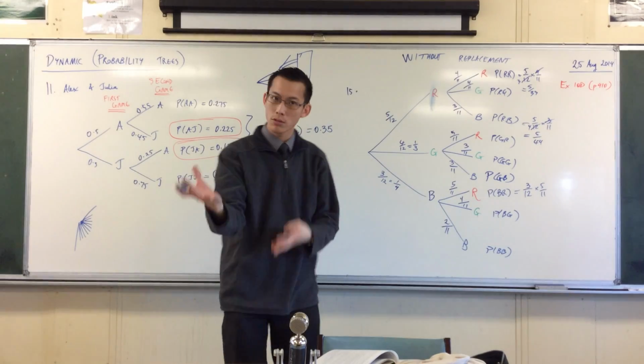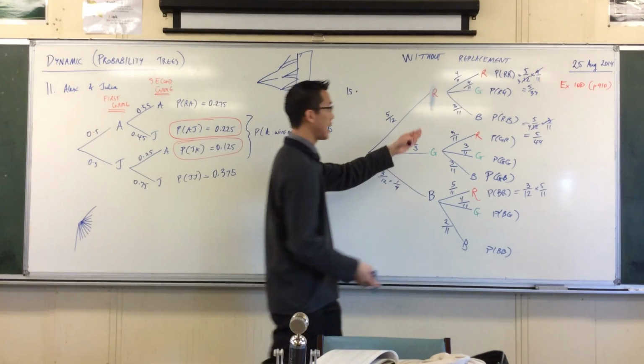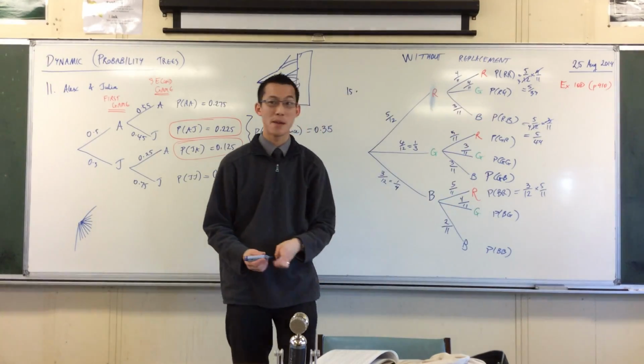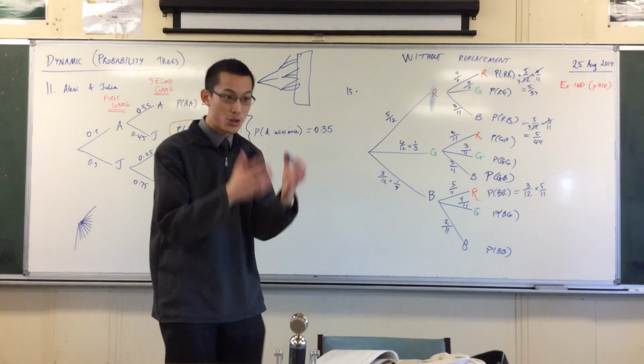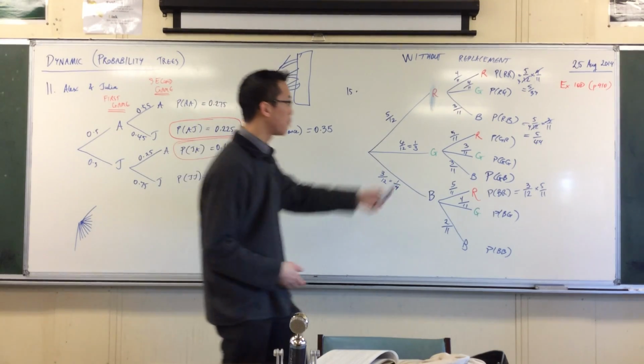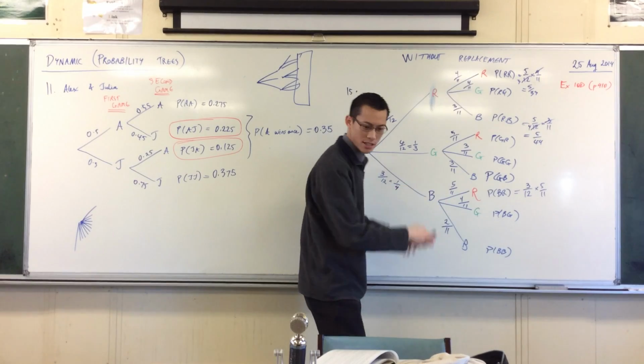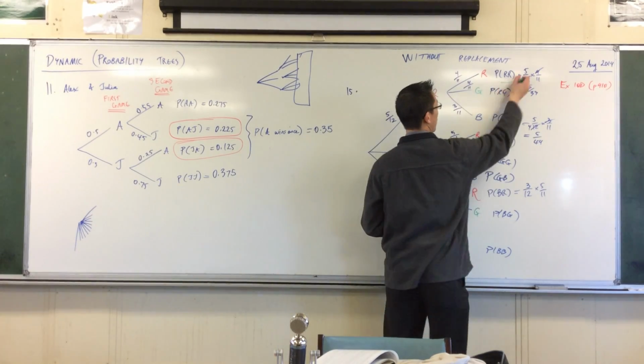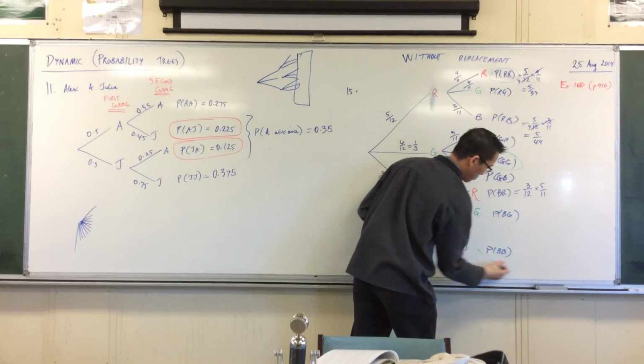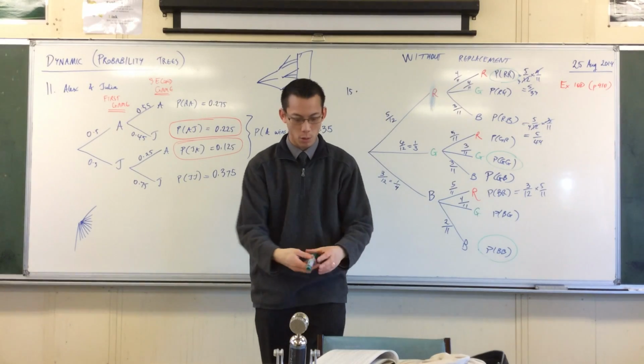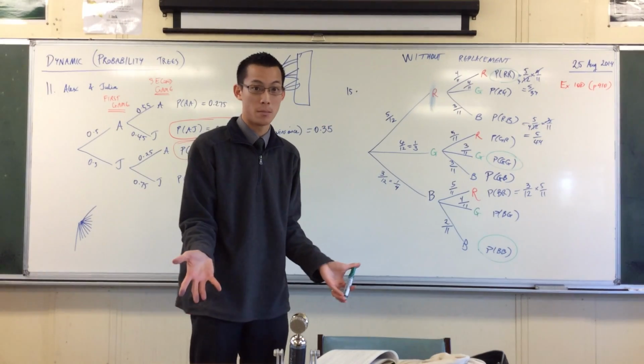Okay, so using the product rule and the addition rule, of course, I could just add up all 6 of those. But there's a smarter way. Of course, you can use the complement, right? Because the complement of those 6 is these 3. Red, red, green, green, blue, blue. Which of course, if you went through the whole question, you've already worked out in the previous part, right?